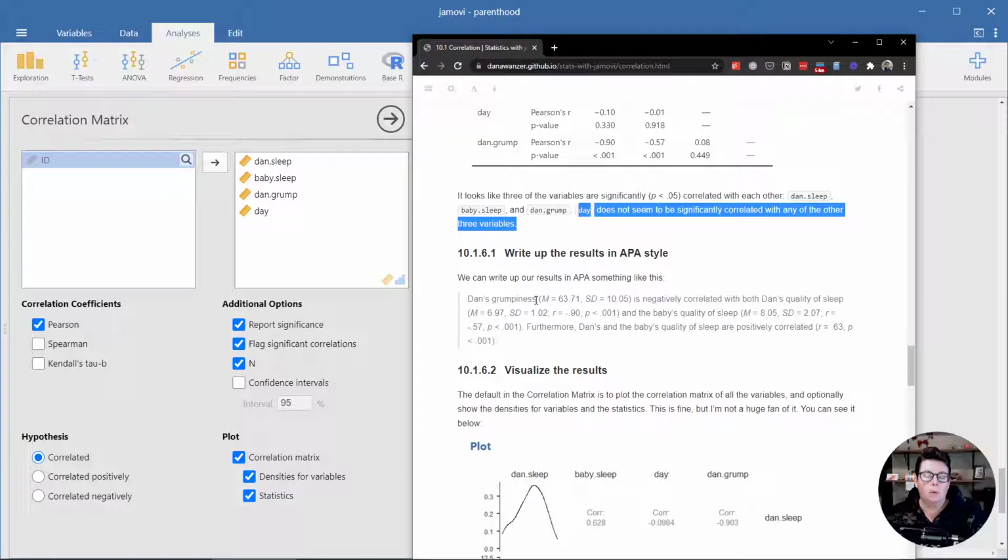But otherwise, note what I'm doing here. A couple things to keep in mind, right? One, I am putting the descriptive statistics after each time I mention the first variable, right? So Dan's grumpiness, Dan's quality of sleep, mean, standard deviation. Baby's quality of sleep, mean, standard deviation. Okay. And then after I talk about the first correlation, then it's the actual correlation, and the second correlation, and the third correlation.